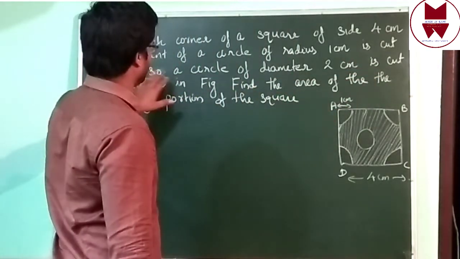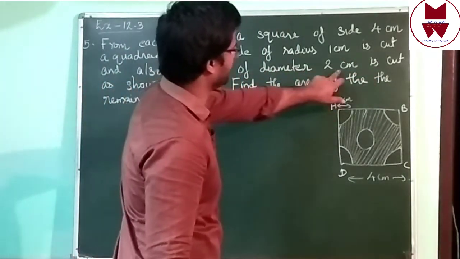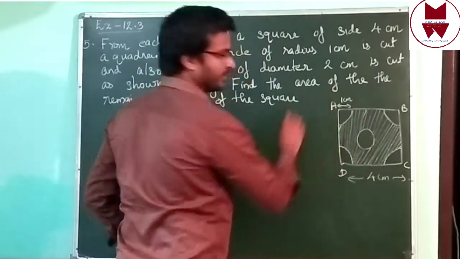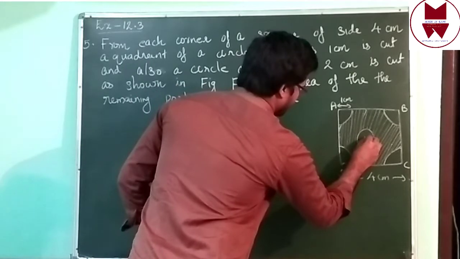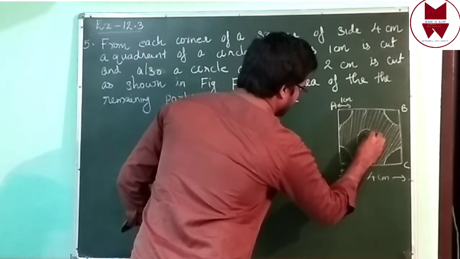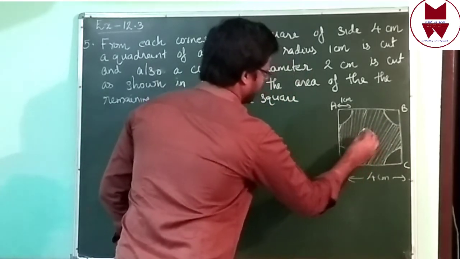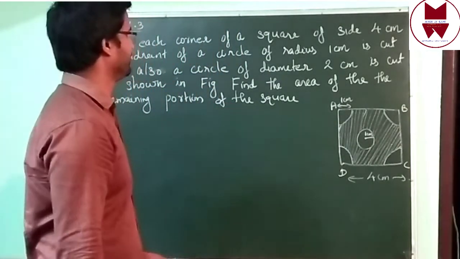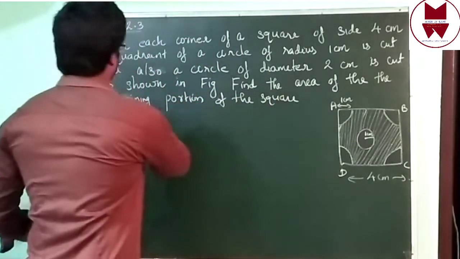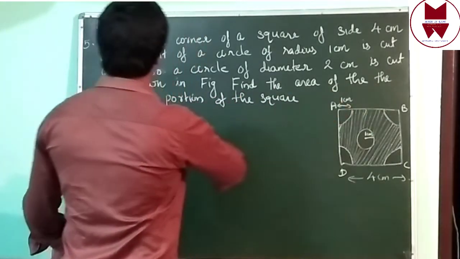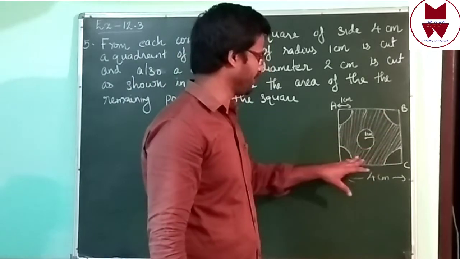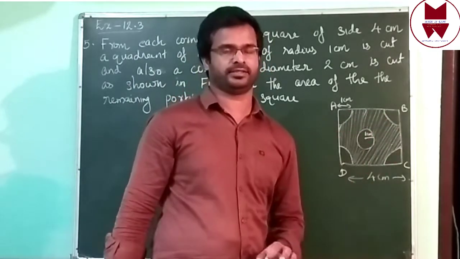And also a circle of diameter 2 centimeter. The diameter of this middle circle is 2 centimeter. That means the radius will be 1 centimeter. Diameter 2 centimeter means radius is 1 centimeter. Then, as shown in the figure, find the area of the remaining portion of the square. That means we have to find the area of the shaded region. That is our question.